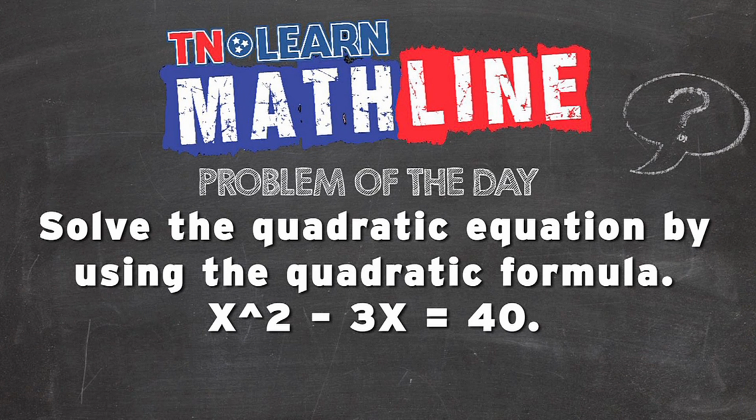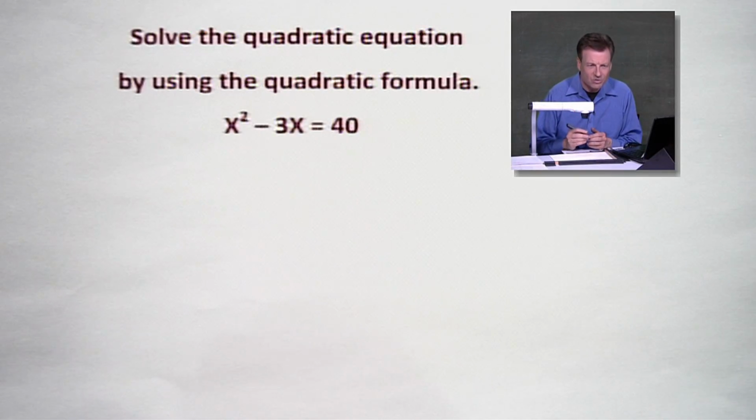Solve the quadratic equation by using the quadratic formula. That's x squared minus 3x equals 40. Once again, solve the quadratic equation by using the quadratic formula, for x squared minus 3x equals 40. So let's take a look at it.